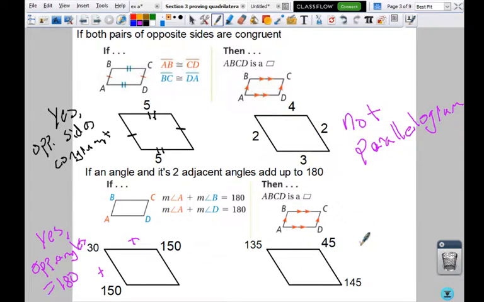So, if I look at this right one, I got angle 45 right here in the middle. 45 plus 135 is 180. But when I check this other side, 45 plus 145 isn't 180, it's 190. So this one is not a parallelogram.